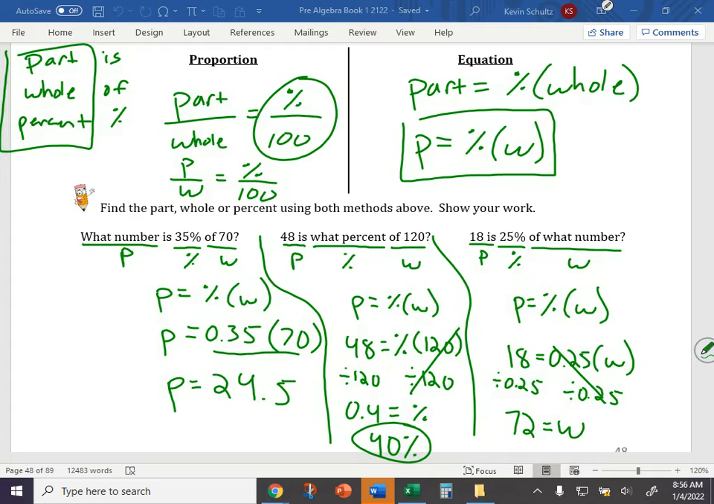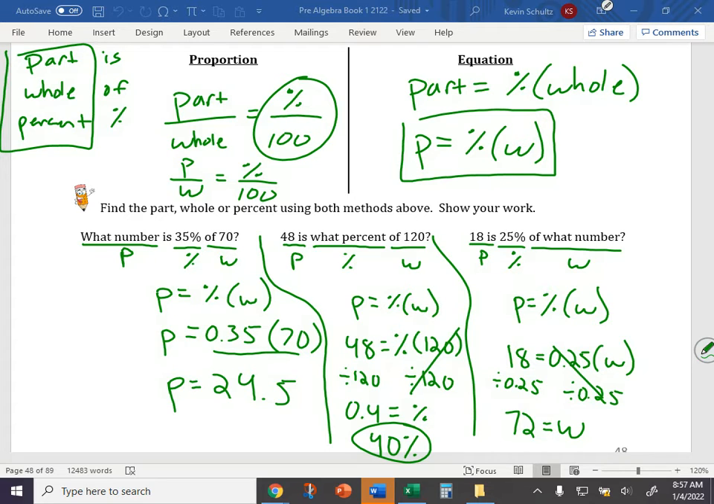And if you can do this in a different way, I think Lexi yesterday brought up a shortcut. If you want to use that too, as long as you get the correct answer, then that's good. These are just different ways that you can set it up. Questions on this?